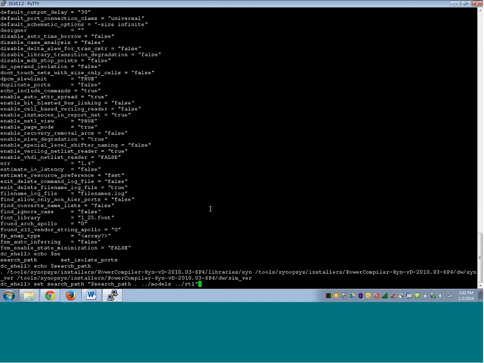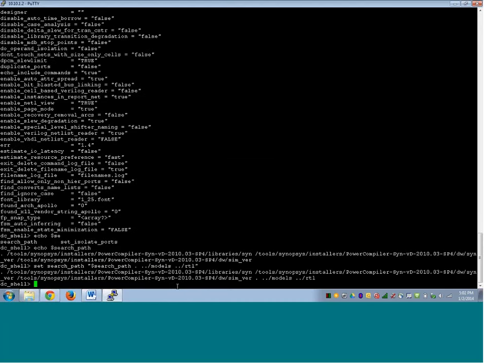libraries are. Now what I did here is I set the search path, I appended some things to it. I appended the current directory, the models and the RTL. This is the first thing I did. I set the search path. I'll tell you how it is useful.